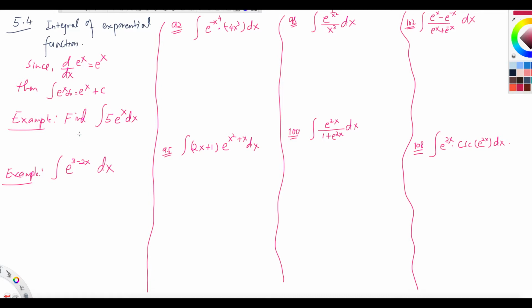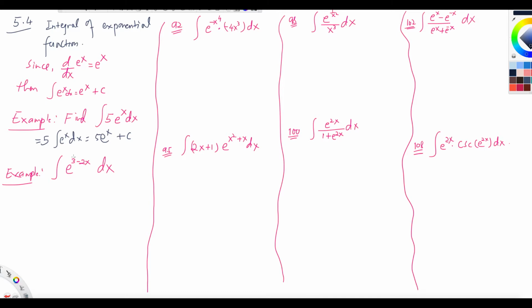Now here, find the antiderivative of 5e to the x dx. That is the integral of 5e to the x dx, right? So how do I do that? Just pull that 5 out and then do e to the x dx, right? What is that? That is 5 times the integral of e to the x, which is e to the x, and then you write plus c.